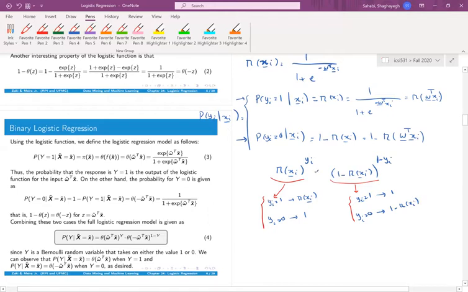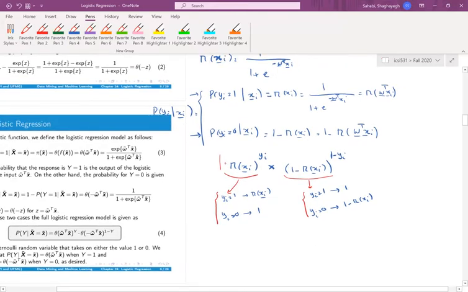So if I look at the multiplication of these two terms, what happens? If I look at this whole thing together, then if yi is equal to 1, it's going to be equal to pi xi multiplied by 1. It's going to be pi xi. If yi is equal to 0, it's going to be equal to 1 multiplied by 1 minus pi xi, so it's going to be 1 minus pi xi.